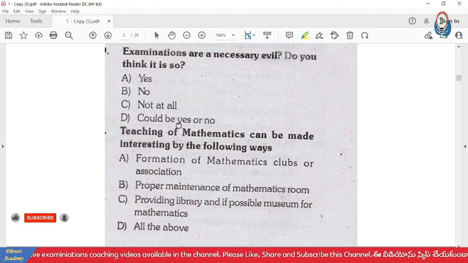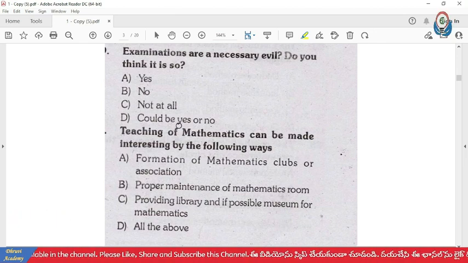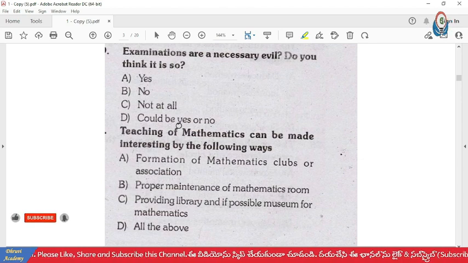Examinations are a necessary evil. Do you think it is so? A, yes. B, no. C, not at all. D, could be yes or no.